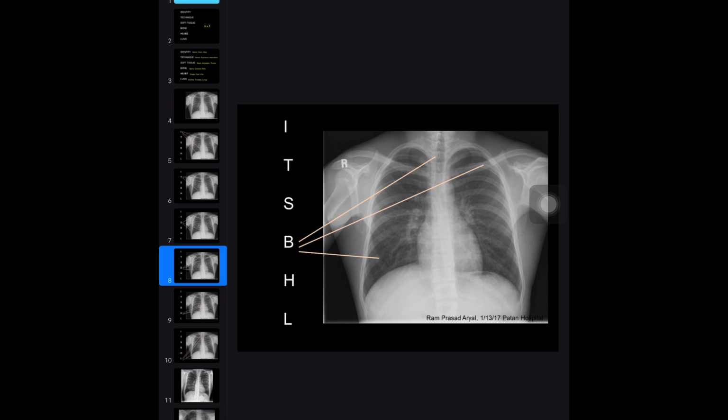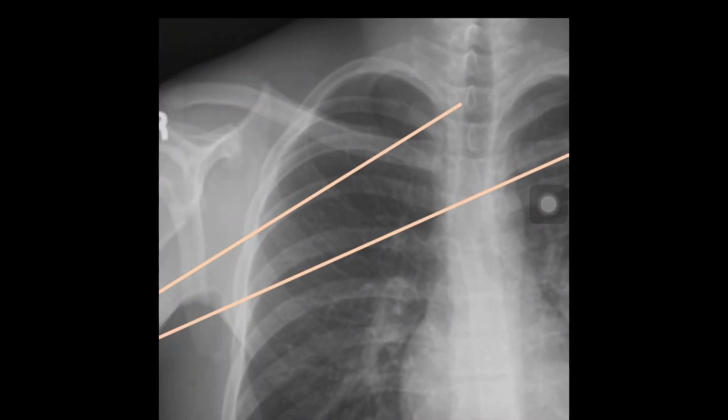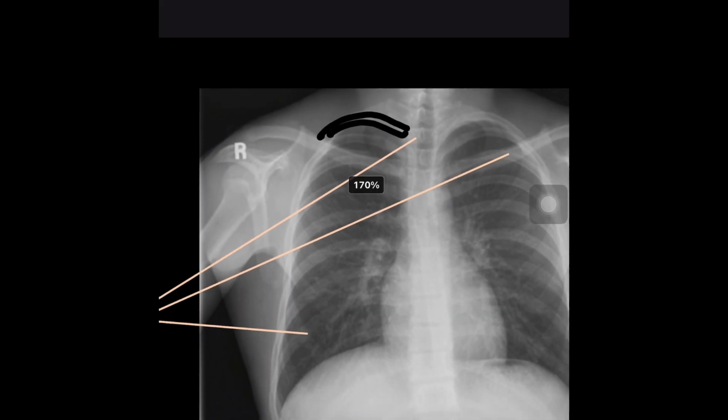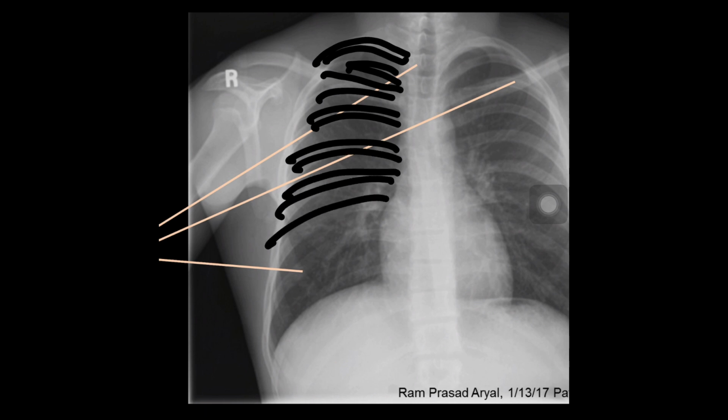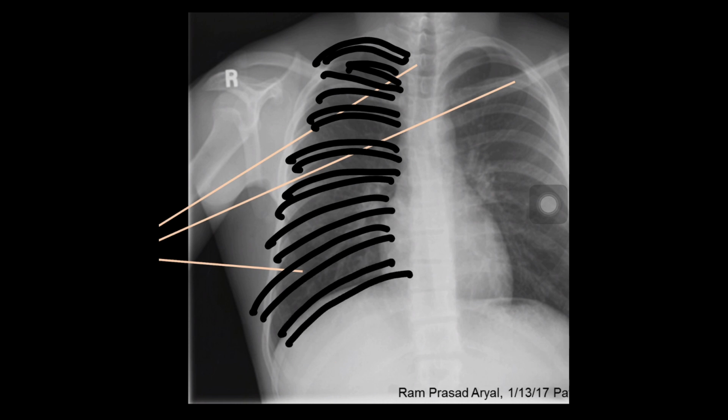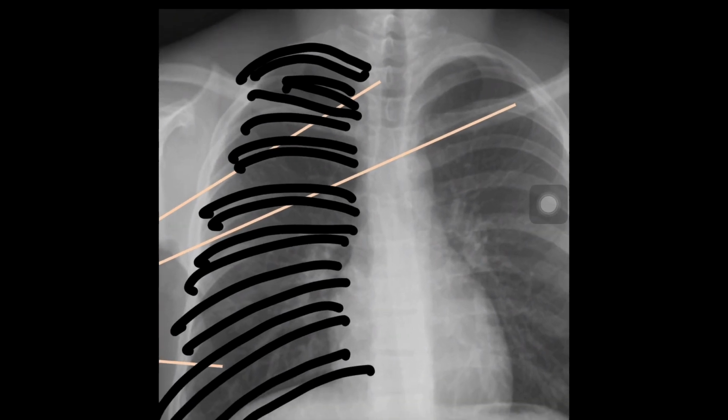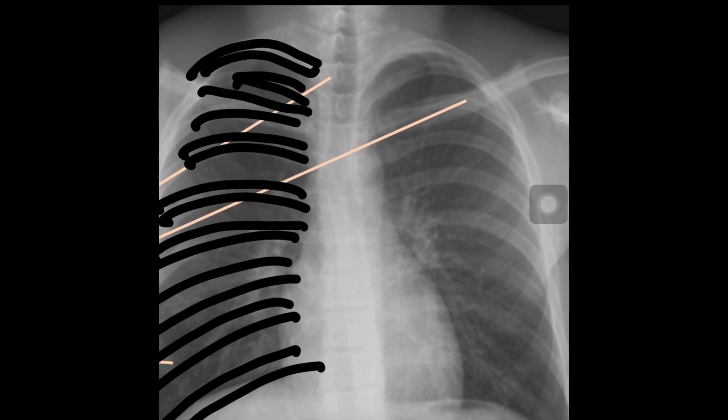So in this, here is the rib, okay. First rib, and then second rib, and third rib, fourth rib, fifth, sixth, seventh, eighth, ninth, 10th rib is seen. So likewise here, the first rib is here, okay.